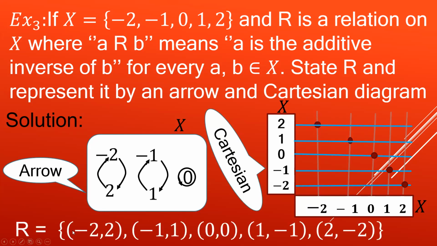Now we can write the set of the relation. It is the set of ordered pairs: (-2, 2), because -2 is the additive inverse of 2; (-1, 1); (0, 0), because 0, its additive inverse is also 0; and (1, -1), (2, -2). And this is the set of the relation.